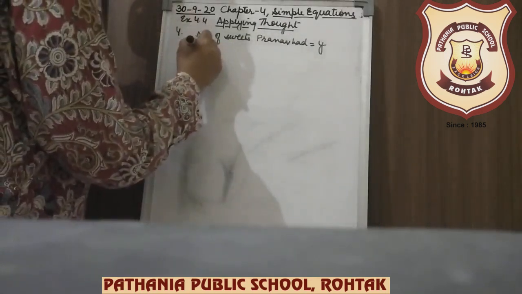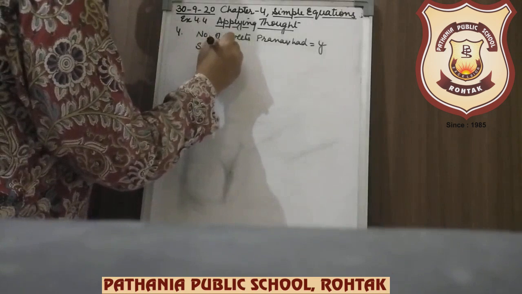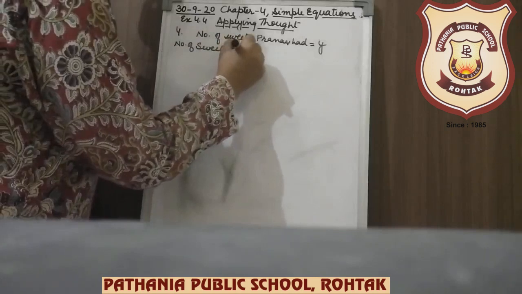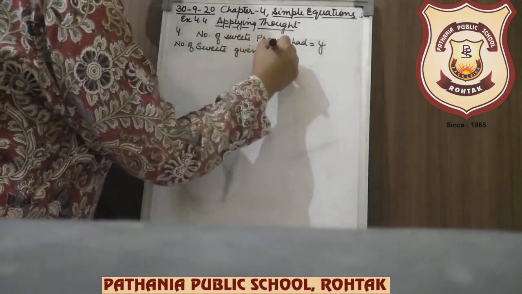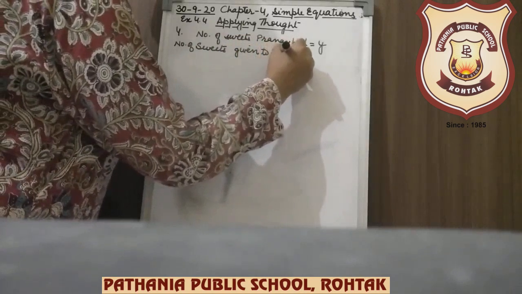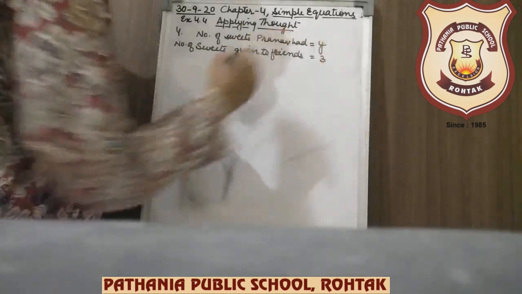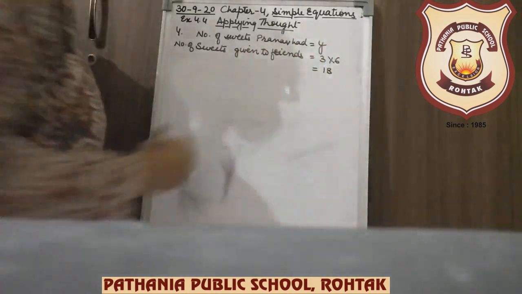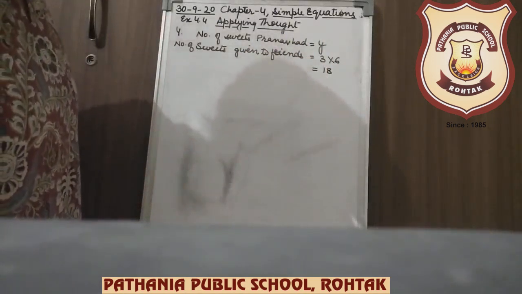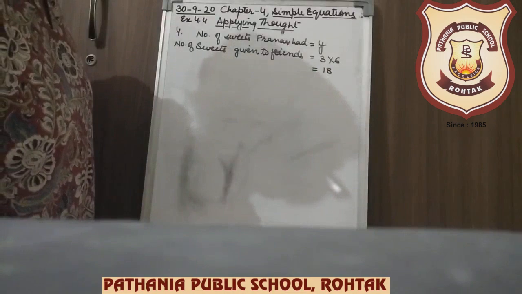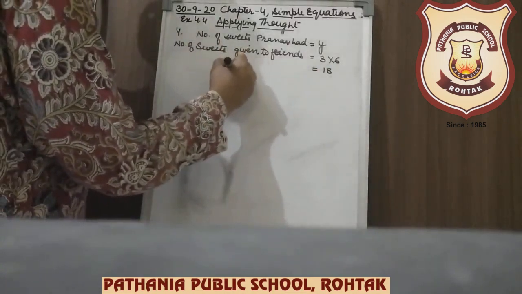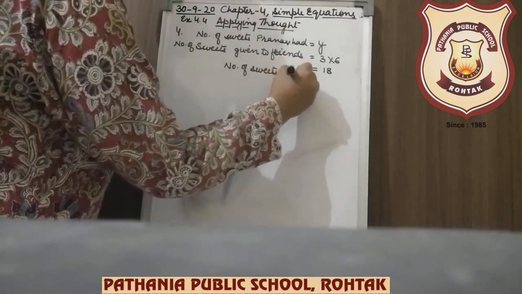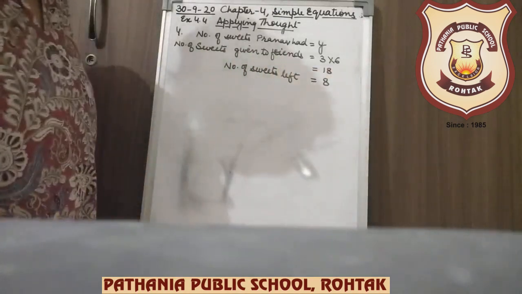So, number of sweets given to friends is equal to 3 each to 6 friends. So how many sweets he has given? 18. Then he found 8 are left. Number of sweets left is equal to 8. Okay.